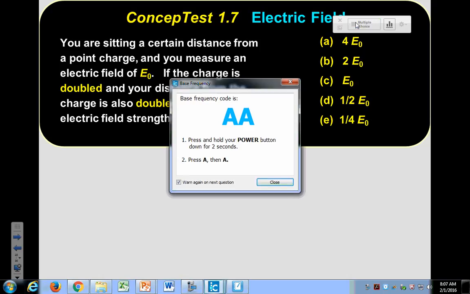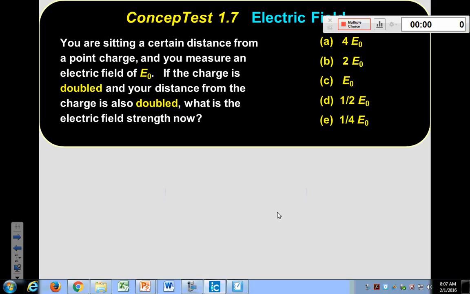All right, so you're sitting a certain distance from a point charge and you measure an electric field of E naught. If the charge is doubled and your distance from the charge is also doubled, what is the electric field strength now? So go back to our expression for the electric field due to a point charge and then ask yourself, if I double the charge, Q, and I double the distance, R, how does that affect the electric field?